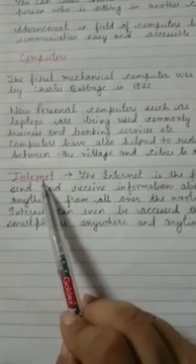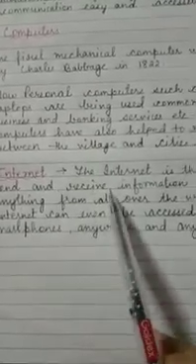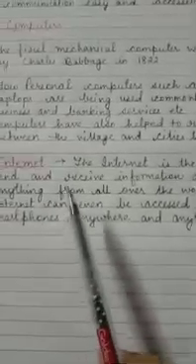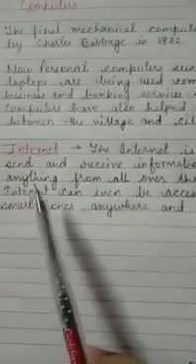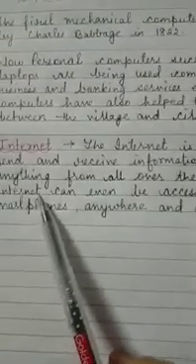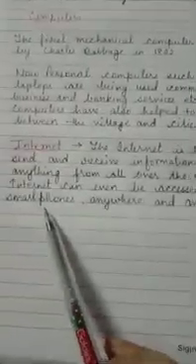Now we will learn about the internet. What is the internet? The internet is the fastest way to send and receive information about almost anything from all over the world. Nowadays, the internet can even be accessed through smartphones anywhere and anytime.